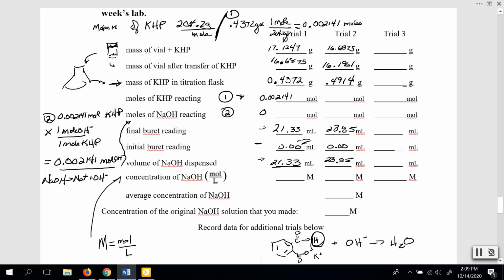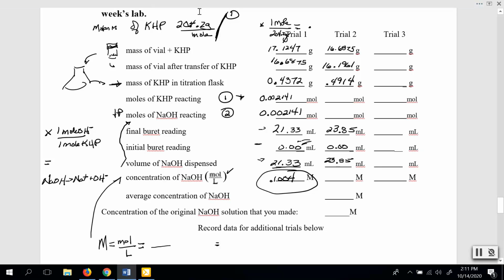So we have now shown that, in fact, these two numbers, number 1 and number 2 here, are the same number. So now, the only thing we have left in this column to fill in is molarity. And we have to remember that molarity is moles per liter. So now we have our moles, 0.002141 moles, and we have our volume, but it's not in liters. So it's in milliliters. So we're going to divide that by 1,000. So we divide it by 0.02133 liters. And our molarity comes out to be 0.1004 molar.